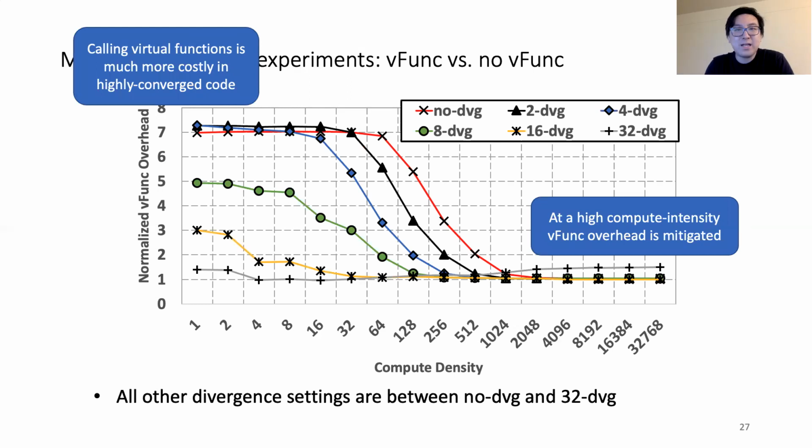The two key takeaways from our microbenchmark study are that at a high computing density, virtual function overhead is mitigated, and that calling virtual functions is much more costly in highly converged code.